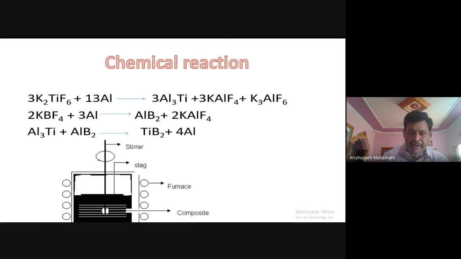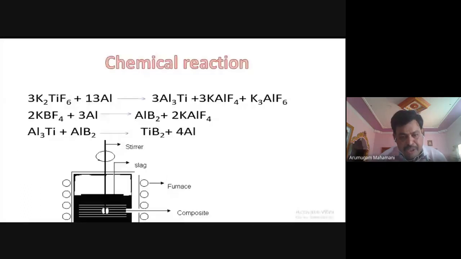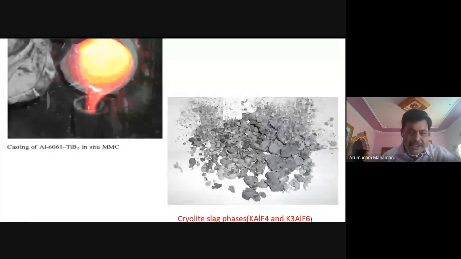Right here, after removing the slag, cryolite-like phases will be available like this at the top of the crucible. Right? The aluminum melt is there. On top of it the slags are floating. So easily you can filter them out. You can take some spoon, remove it, and directly pour it. After removing the slag, you can pour it. Once you pour, you will get Al-TiB2 in-situ composites. Okay, so this is a processing step.